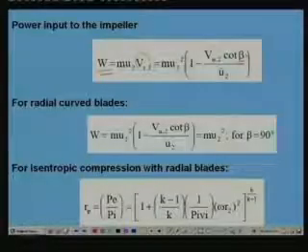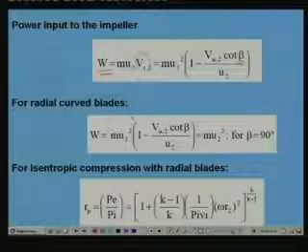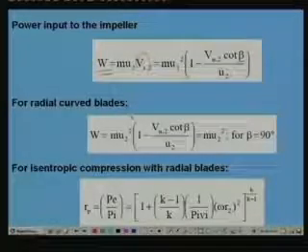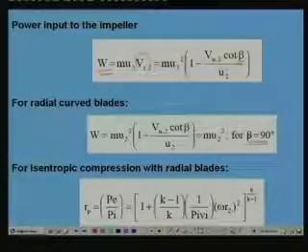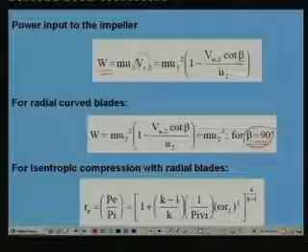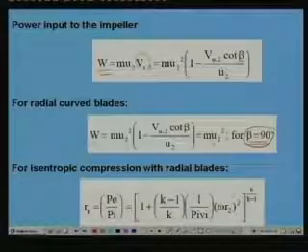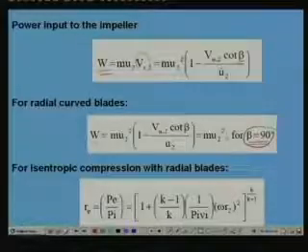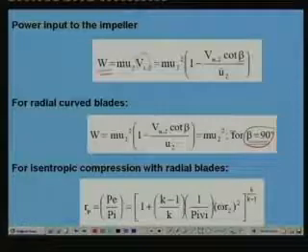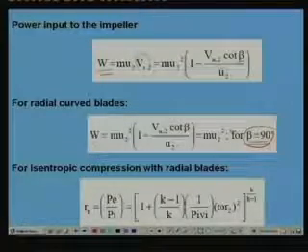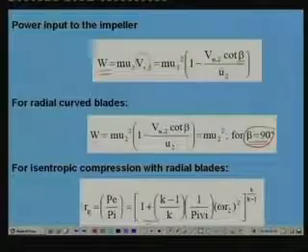Then we extended this and derived the equation for an impeller having radial blades, and in fact I explained in the last class that for radial blades the angle beta is equal to 90 degrees. Once the angle beta becomes 90 degrees, you can see that the power input is equal to m dot into U2 squared, or the specific power input or specific compressor work is simply equal to U2 squared.